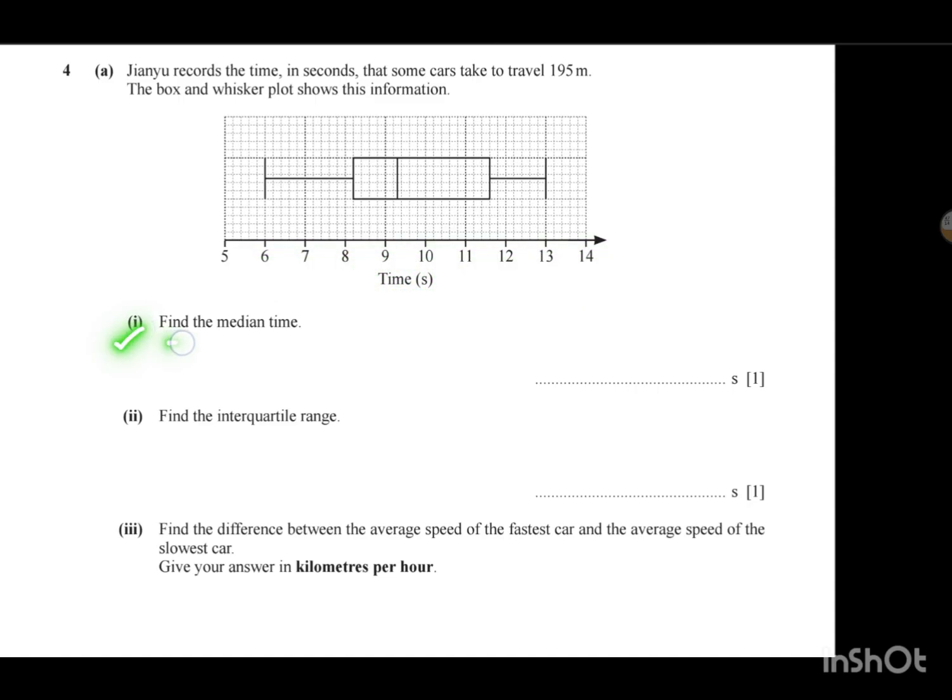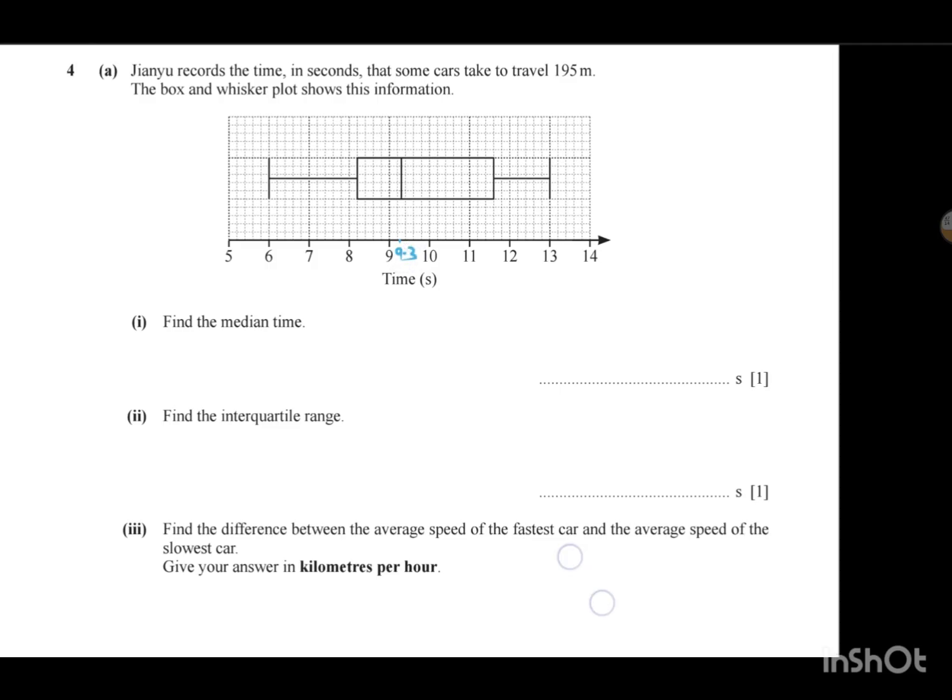Question number 1, find the median time. So the median time will be this line. Find out how much it is, because each number has a gap of 5 small boxes, so each box is 0.2. So this line is 9.2 and that is between, so that is 9.3. The median is 9.3 seconds.